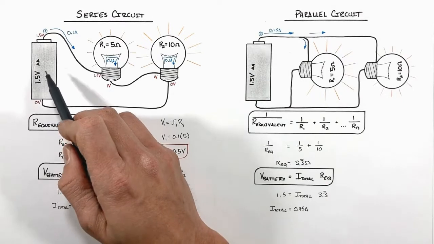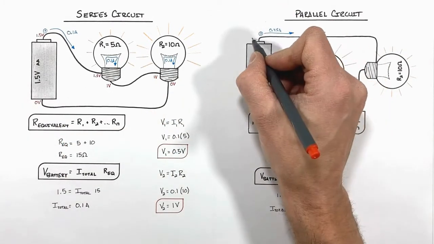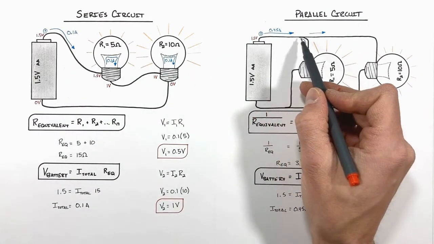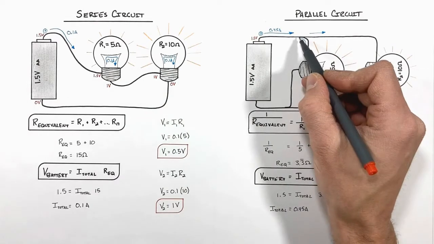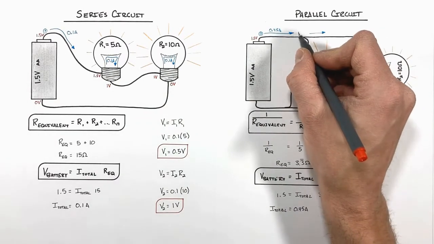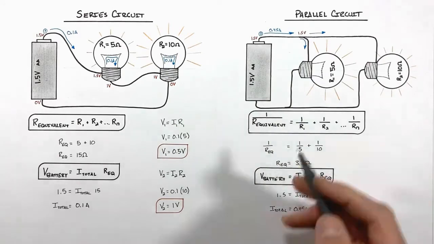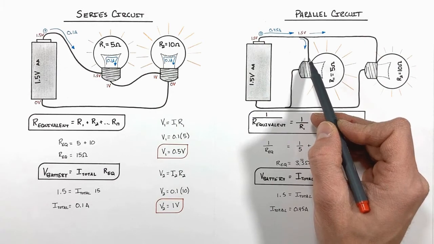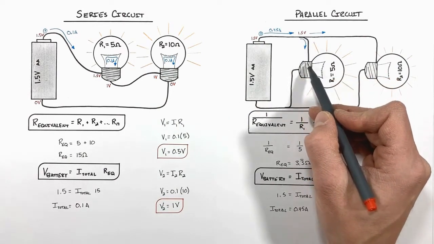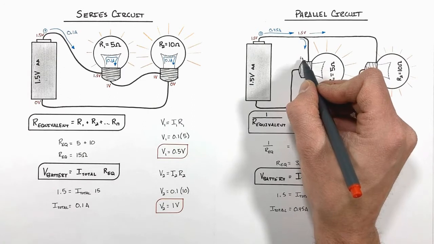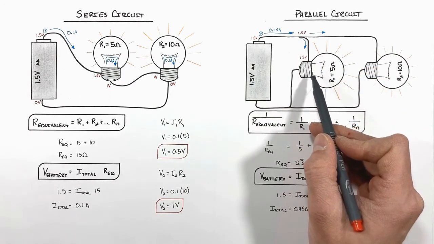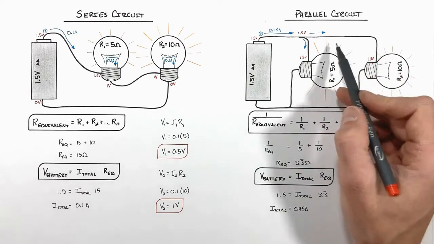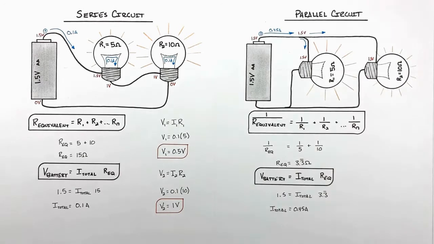And just like with this series circuit, when a charge comes out of this battery, it has 1.5 volts of potential. And as it moves along a wire, it's not going to lose any potential. So when a charge gets right here, it's still going to have 1.5 volts of potential. Now, whether that charge goes along this wire or this wire, it's not going to lose any potential. So a charge that travels down this wire to this bulb is still going to have 1.5 volts of potential when it reaches this bulb. And it'll still have 1.5 volts of potential if it travels down this wire to this bulb.